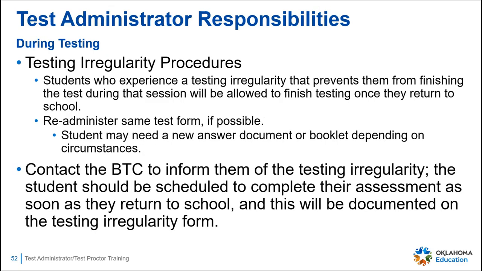Testing irregularity procedures. Students who experience a testing irregularity that prevents them from finishing the test during that session will be allowed to finish testing once they return to school. Re-administer the same test form if possible. Students may need a new answer document or booklet depending on circumstances. Contact the BTC to inform them of the testing irregularity. The student should be scheduled to complete their assessment as soon as they return to school, and this will be documented on the testing irregularity form.